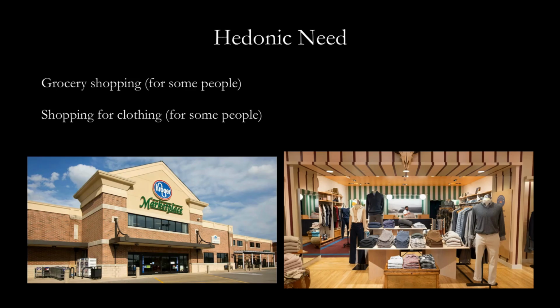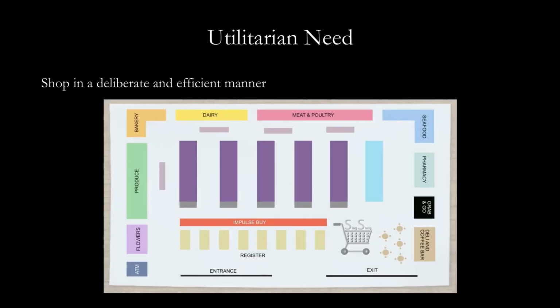Now, this is important. The same activity can be utilitarian or hedonic, depending on the person. Grocery shopping is a chore for some people and fun for others. Clothing shopping is a task for some and entertainment for others. Customers who are motivated by utilitarian needs will shop in a deliberate and efficient manner. Retailers need to provide adequate information and an effortless shopping experience. Think about grocery stores.